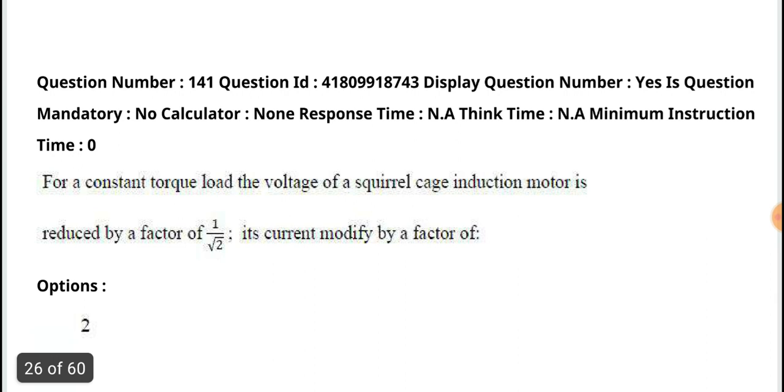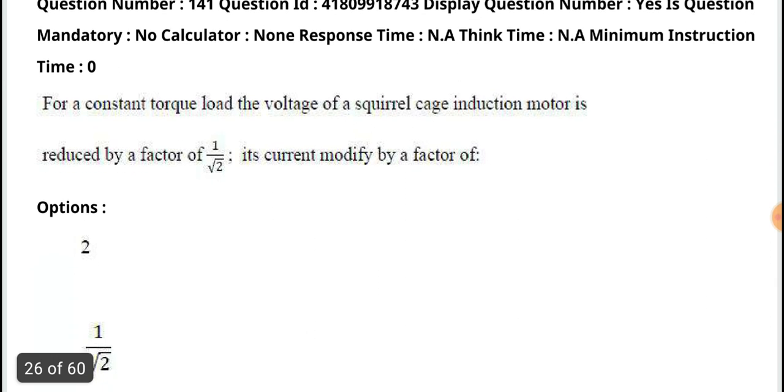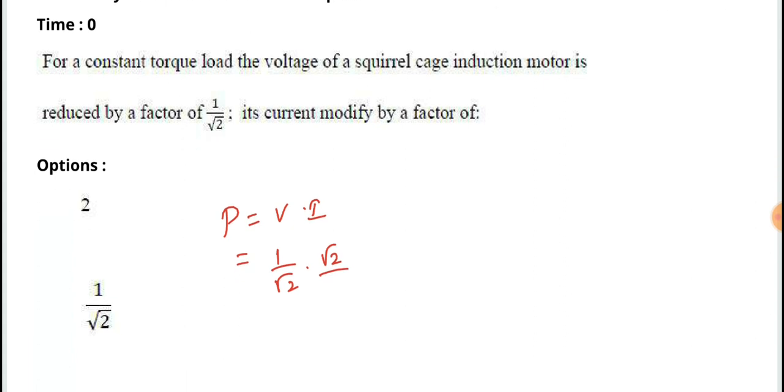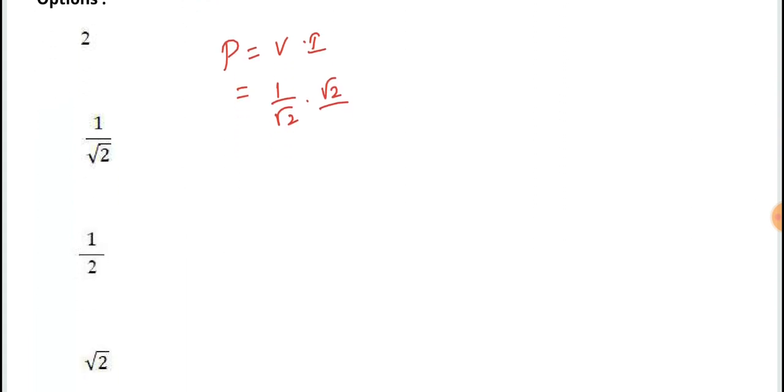Next one. For a constant torque load, the voltage of the squirrel cage induction motor is reduced by 1 by root 2 times. The current is modified by a factor of? For a constant torque load, power is constant. Power is nothing but V into I here. So when the voltage is reduced by a factor of 1 by root 2, the current has to increase by root 2 times, so that they also maintain constant power. So the answer will be root 2 here. Next one.